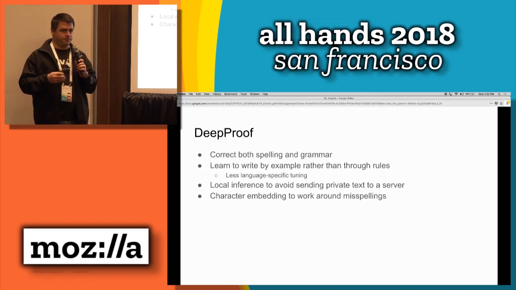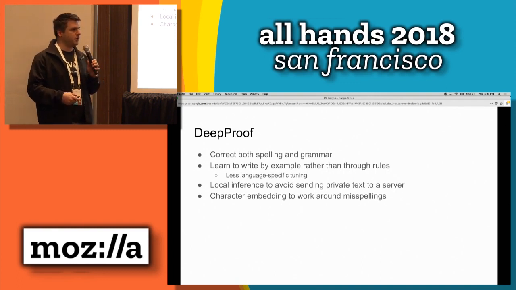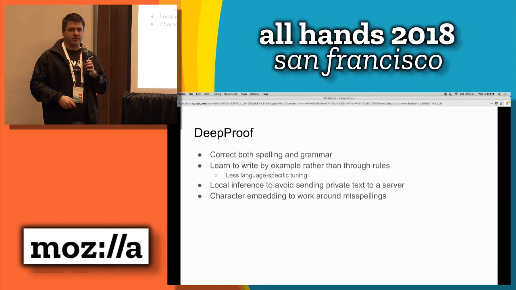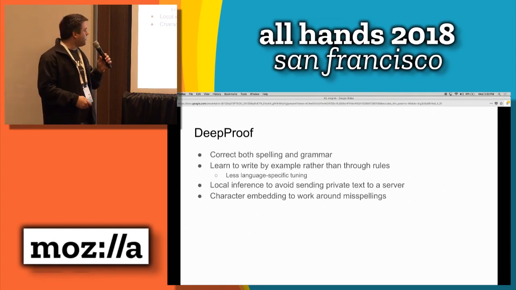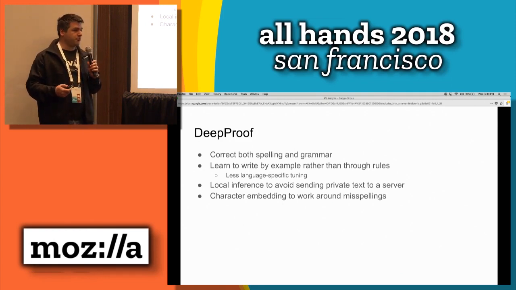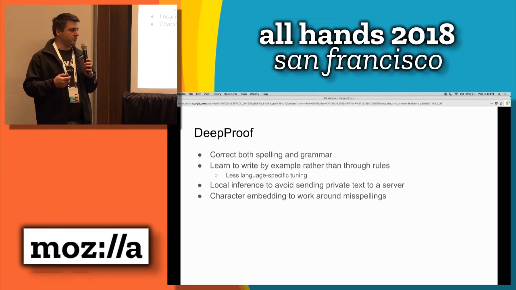You have misspelled text, correct text, and you have a model that learns to transition from one to the other. The idea is to do local inference to not have this run on a server, so it needs to be low complexity enough to run on a regular CPU or even a mobile CPU. And because we're dealing with misspellings, we actually use characters rather than word models, because the words could be completely misspelled, so we can't model that.